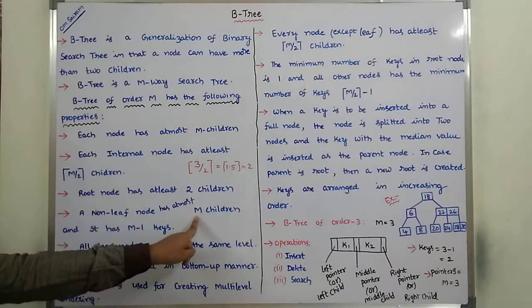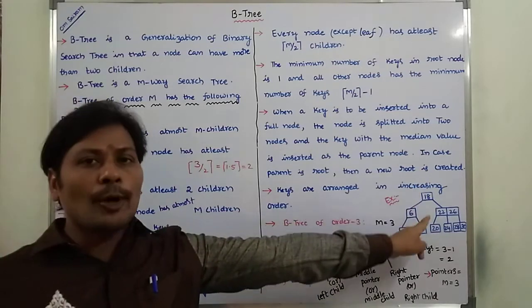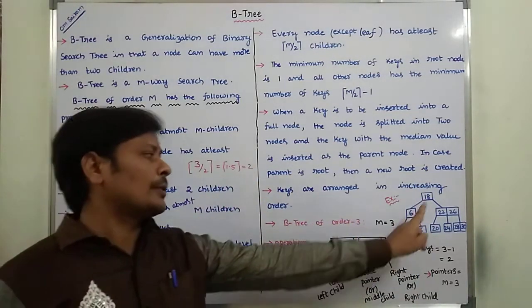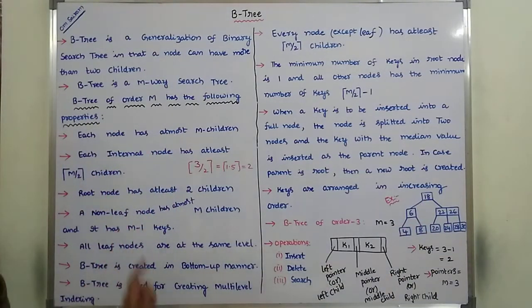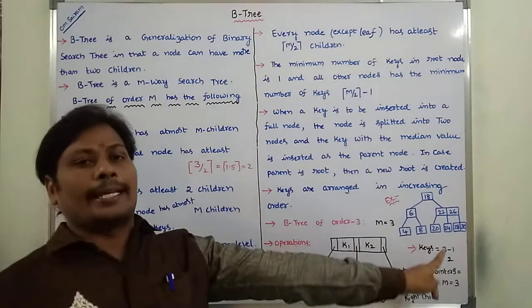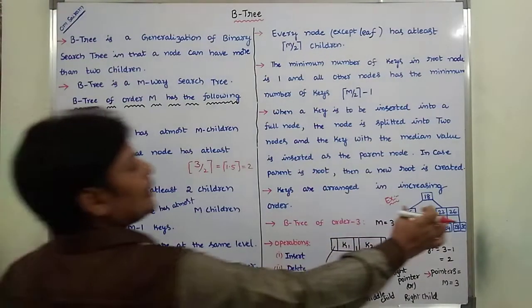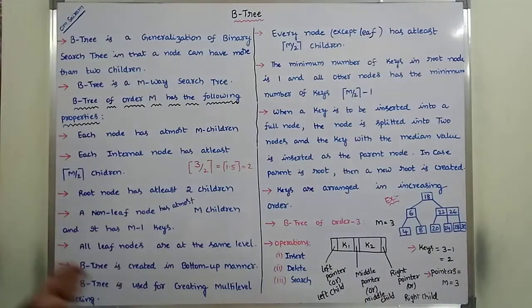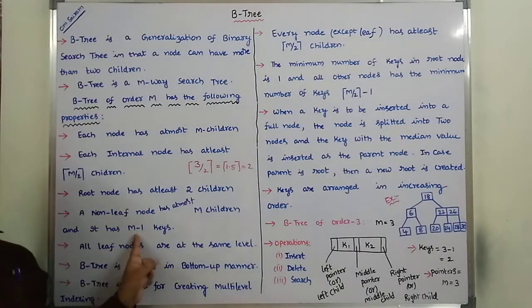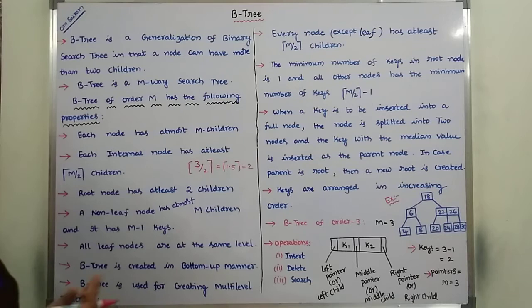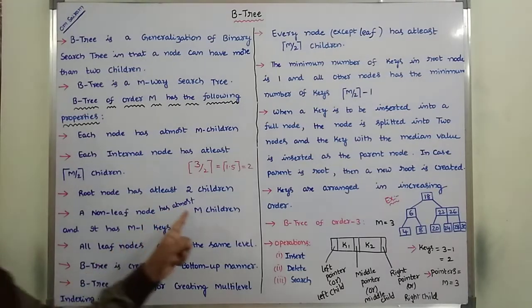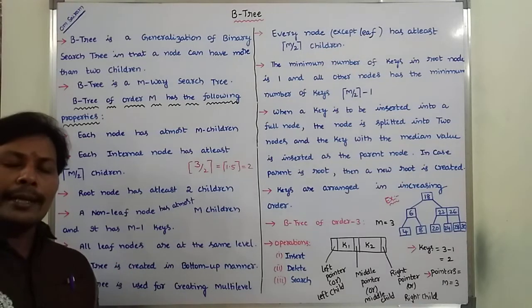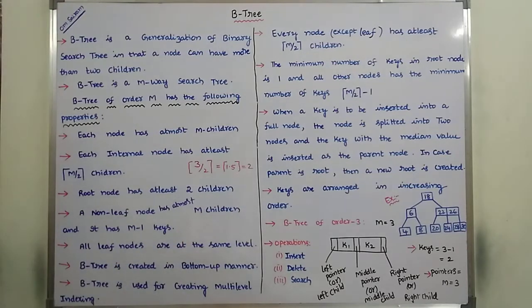A non-leaf node contains at most m children, that is m equal to 3 children, and it has m minus 1 keys, that is 2 keys. This node contains 2 keys. This node contains 1 key. This node contains 1 key. At most 2 means it may contain 1 key or it may contain 2 keys. At most m children means it may contain 1 child, it may contain 2 children, it may contain 3 children.